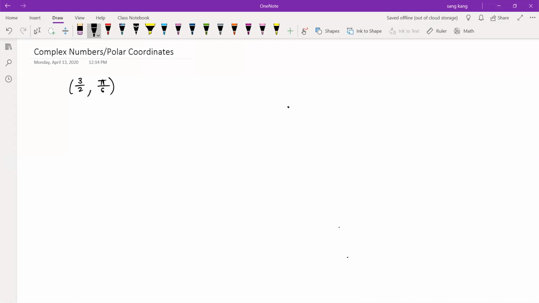So polar coordinates, this is r, and this is theta. I'm sure you guys have already seen, here's your r, and theta is this angle measured from this axis here.